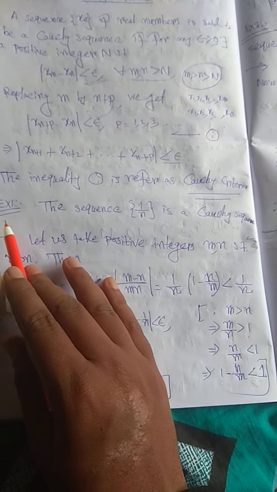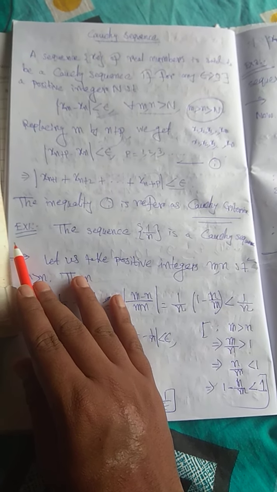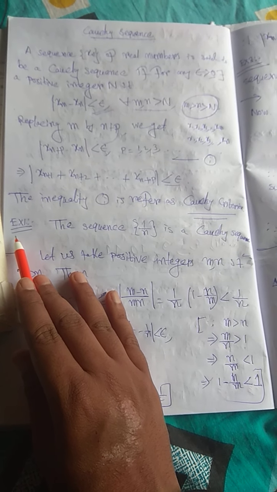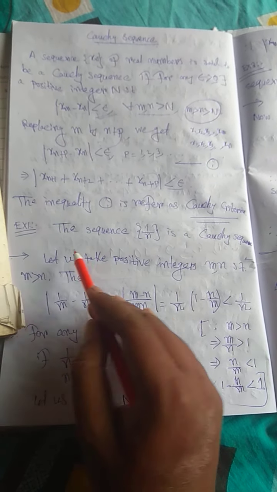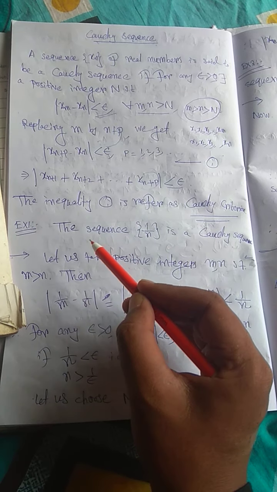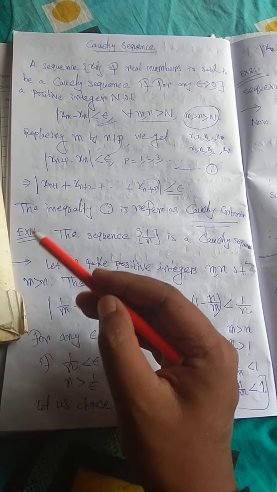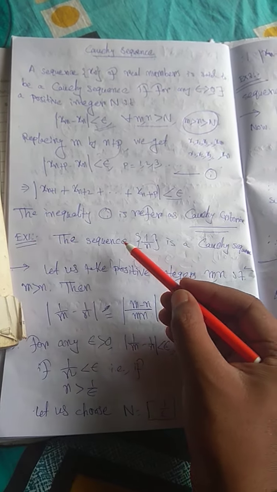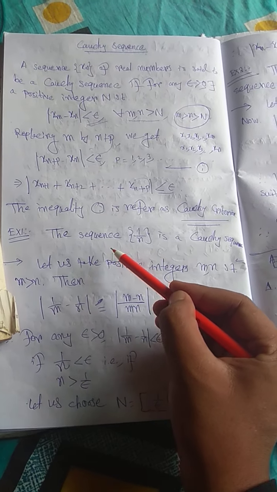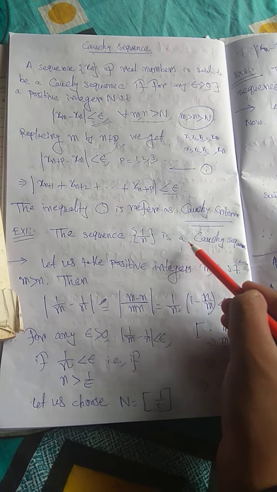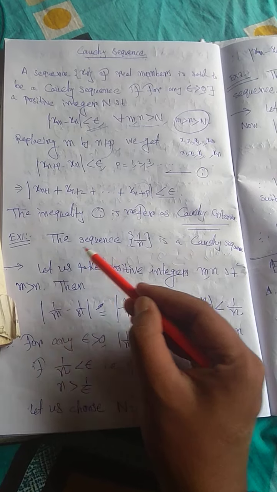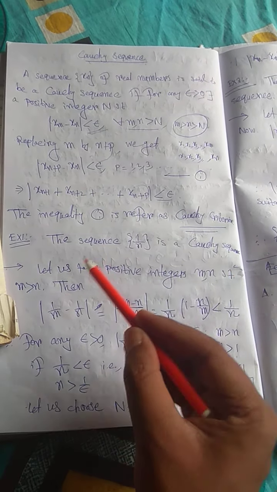Now let me elaborate this concept of Cauchy sequence with a few examples. The first example stands in the affirmative sense. Affirmative sense means the first example gives you the answer yes. The example is: the sequence 1 by n is a Cauchy sequence.